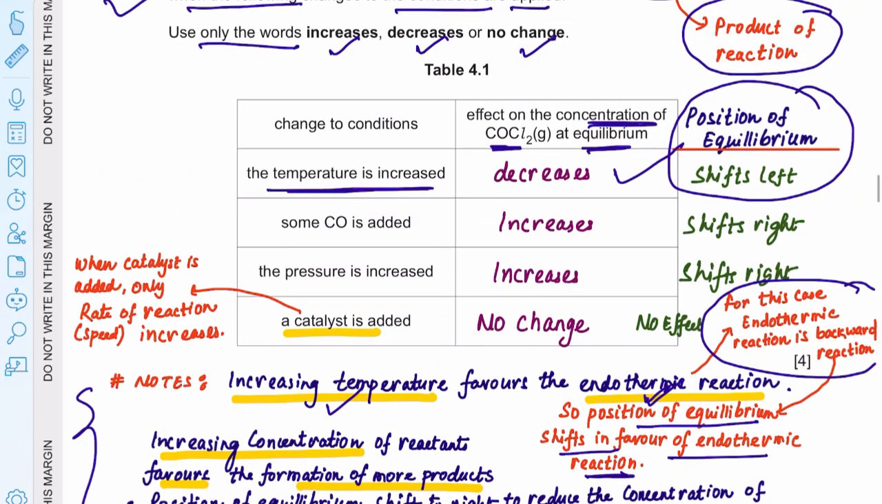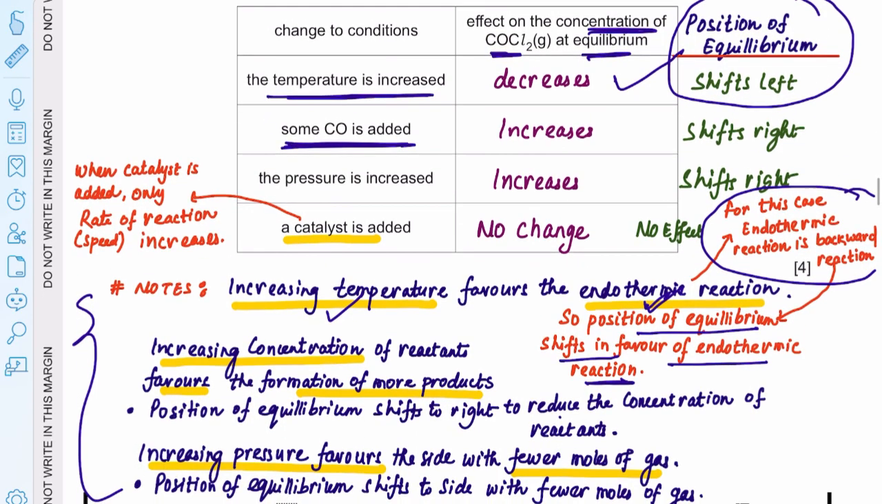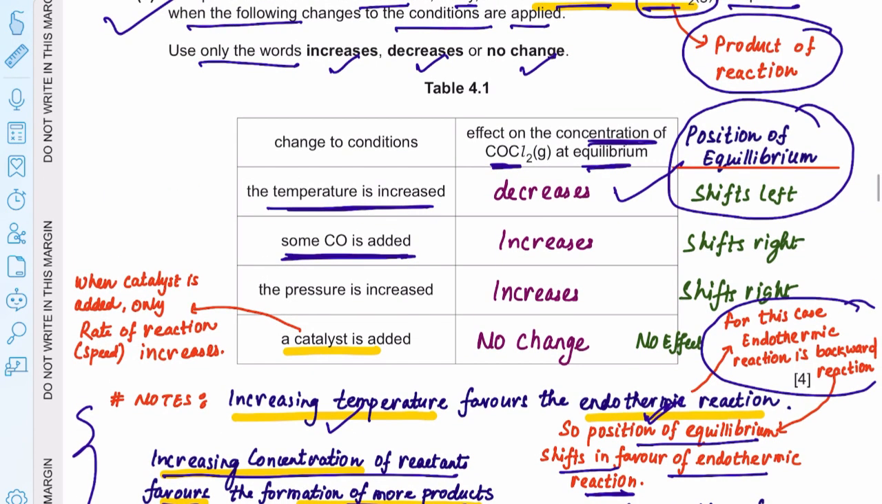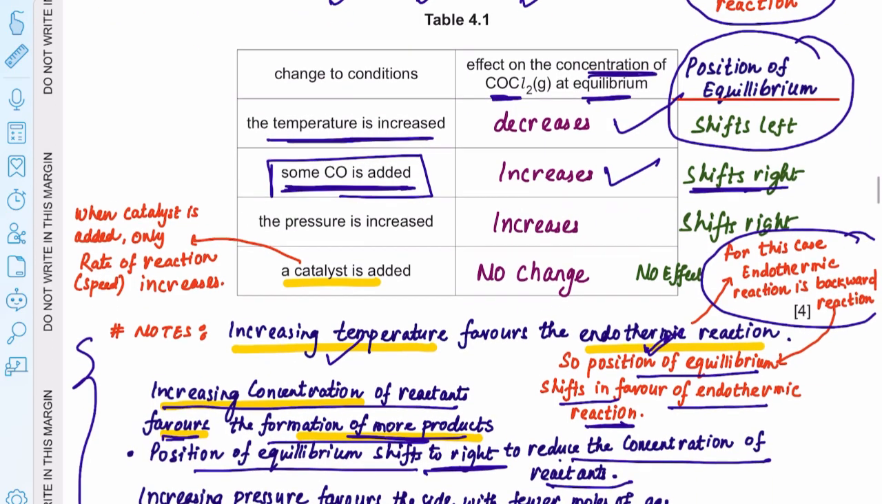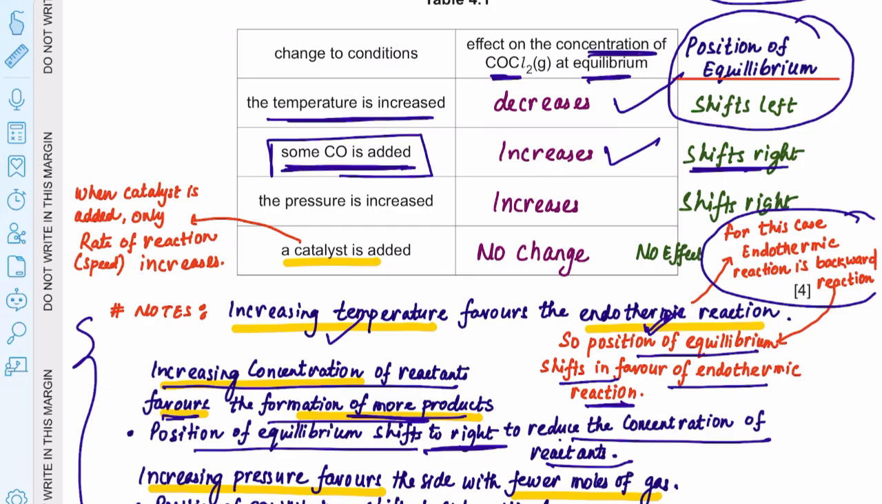Did you get it? Next question is, some carbon monoxide, CO, is added. What happened? Increasing the concentration of reactants favors the formation of more products. That means the position of equilibrium shifts to the right to reduce the concentration of reactants. Obviously, when you add some reactant, it will shift right and it will increase the concentration. Did you get what I'm trying to say? Yes. Now the pressure is increased. If the pressure is increased, what happens?